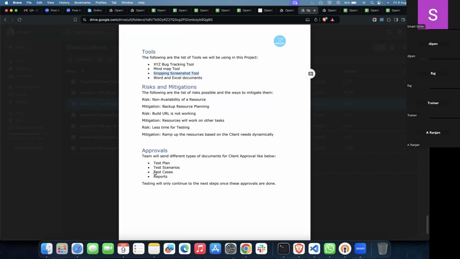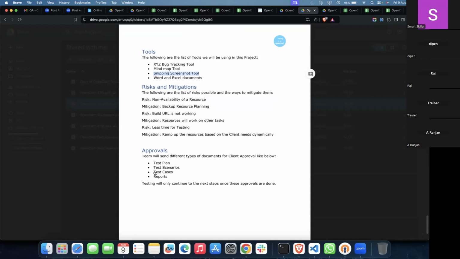And once they have identified all the risks, now they need to mitigate. And what do we mean by mitigation? It basically refers to how we would be tackling that risk. As soon as that risk is available, how exactly we need to tackle that risk, so our testing process is not hampered. So one of the major risks is non-availability of resources.